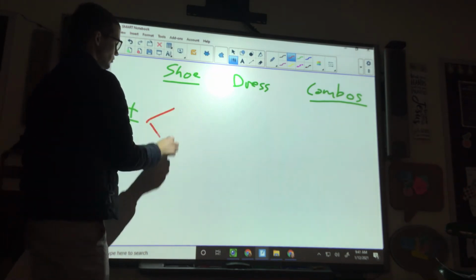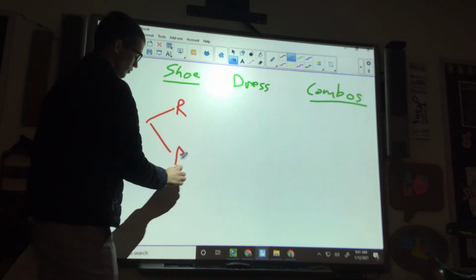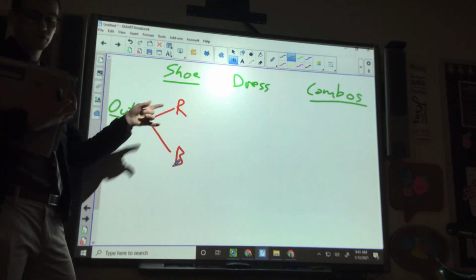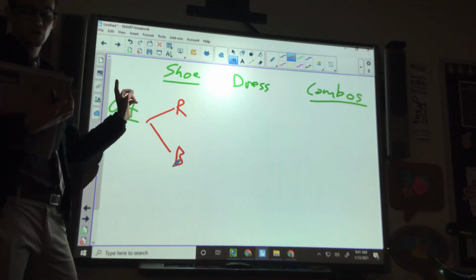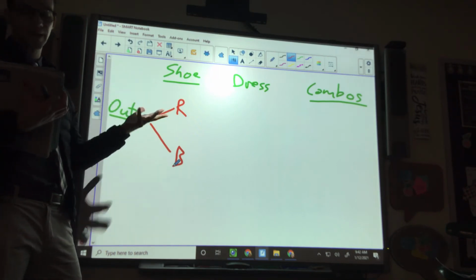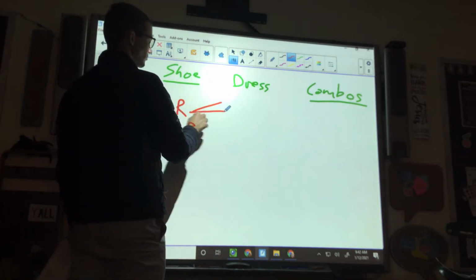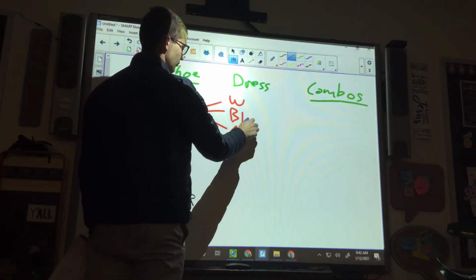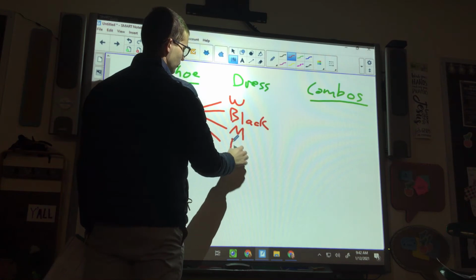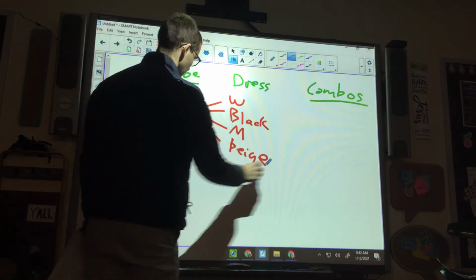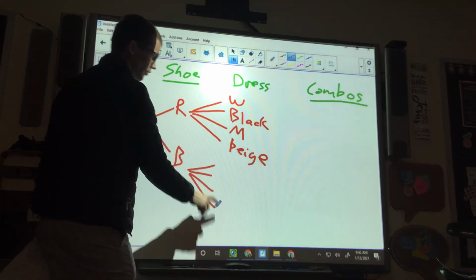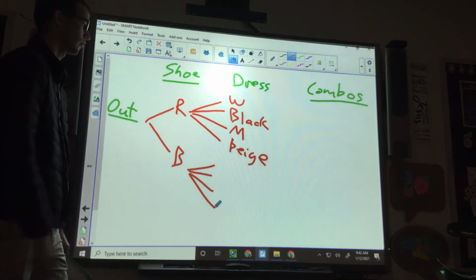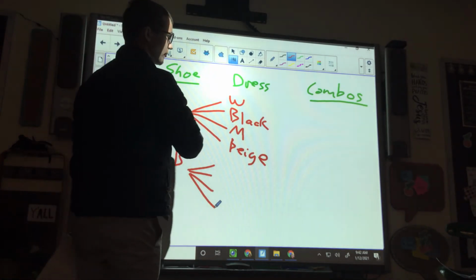So shoes can go red or black. Dresses, okay, so she said the colors of her shoes are red and black. The colors of her dresses are white, black, maroon, and beige. So 1, 2, 3, 4. White, black, maroon, I'm gonna say black here, and beige. And what's going here? White, black, maroon, and beige. Yeah, same ones.